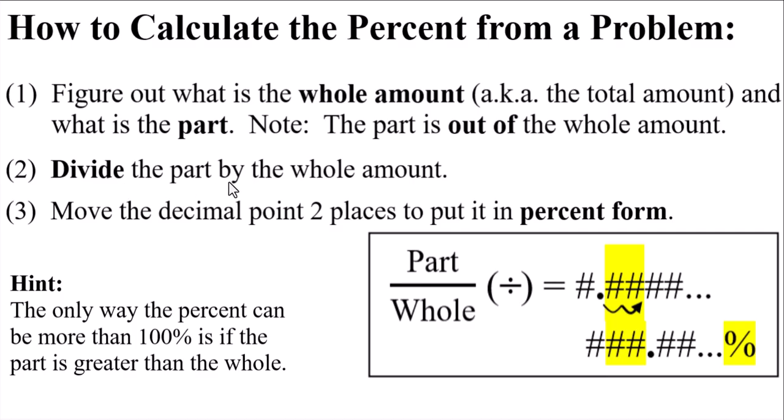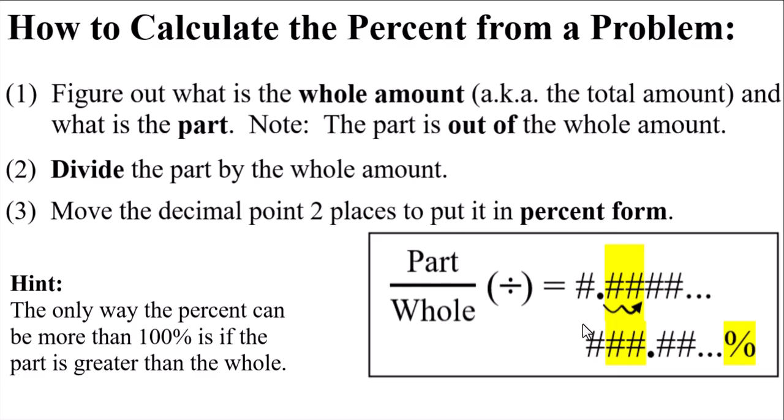Step 2, divide the part by the whole amount. Now, when you do that, you will get a decimal. Usually it's going to be 0 point something. We'll talk about how it could maybe be 1 point something or 2 point something. Spoiler alert, that's if it's going to be over 100%, but most of the time that's not going to be the case, so you're probably going to get 0 point something each of these times. And then, like we just practiced earlier on, we're going to move the decimal point 2 places to the right to put it into percent form.